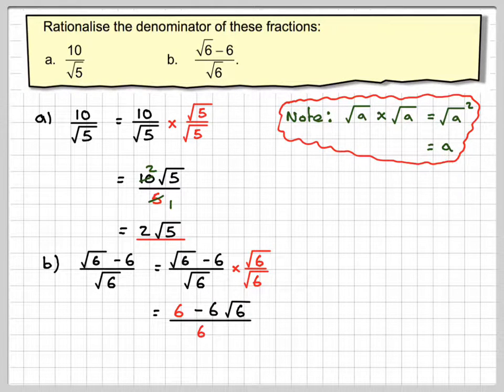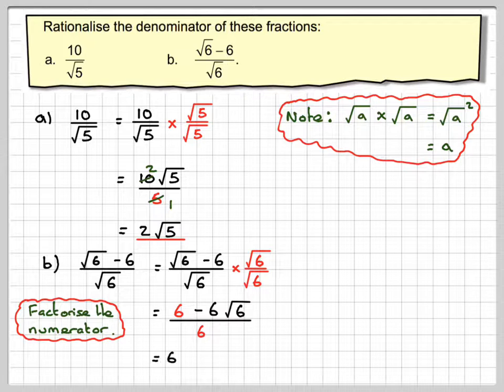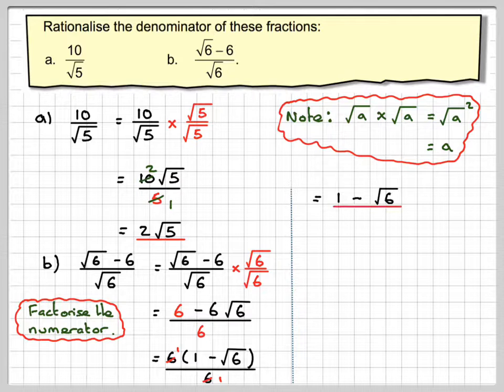Now we notice there's a common factor of 6 in the numerator, so we'll take that out. So we're going to get 6 times (1 minus root 6), still over 6, and then the 6s will cancel. So we get a final answer of 1 minus root 6. We need to be careful here that we don't attempt to cancel that 1 with that 6, because this is a common denominator. So you should factorise first and then cancel.